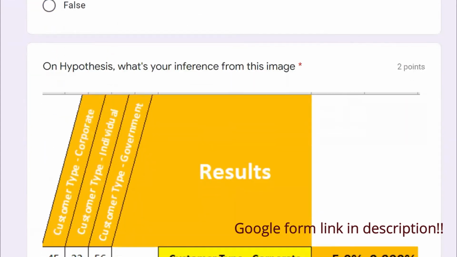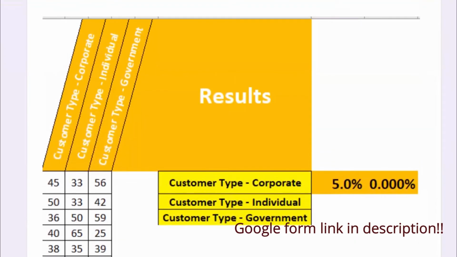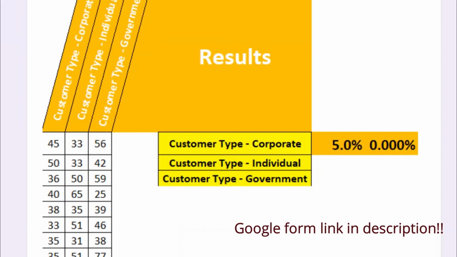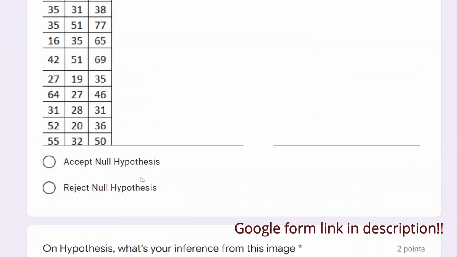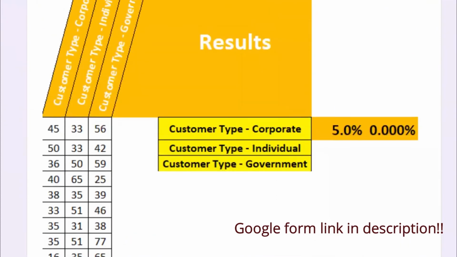On hypothesis, what are your inferences from this image? Customer type: corporate, individual and government. The p-value is 0. So that means we are going to reject the null hypothesis. If we are rejecting the null hypothesis, what we are concluding is that corporate is different, individual is different and government is different.